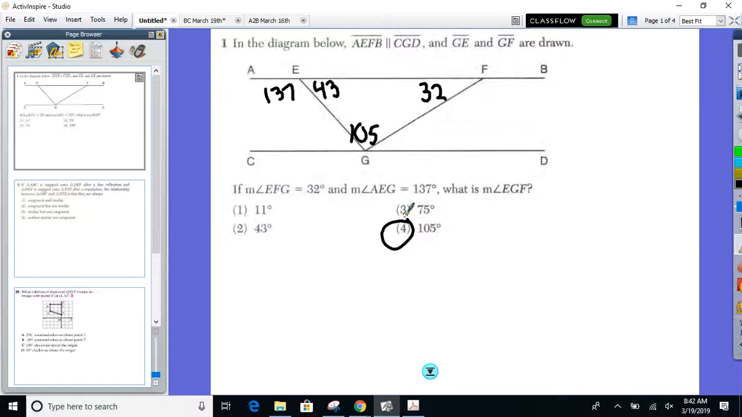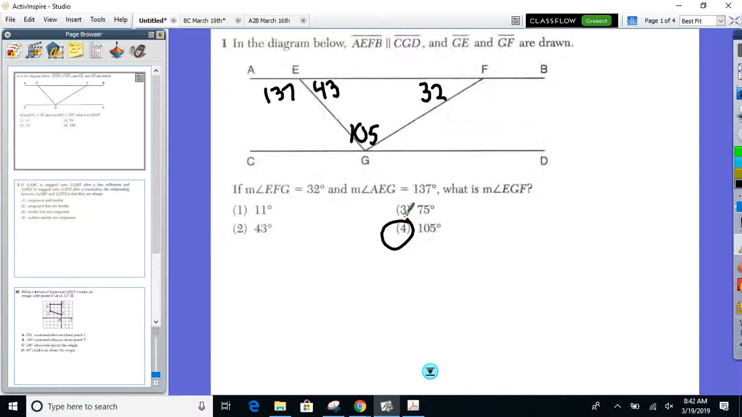AEG is 137, so you found that. What's EGF, 105? Okay. Any questions there? You found the supplementary angle, right? EFG is 32, AEG was 137. What's EGF?